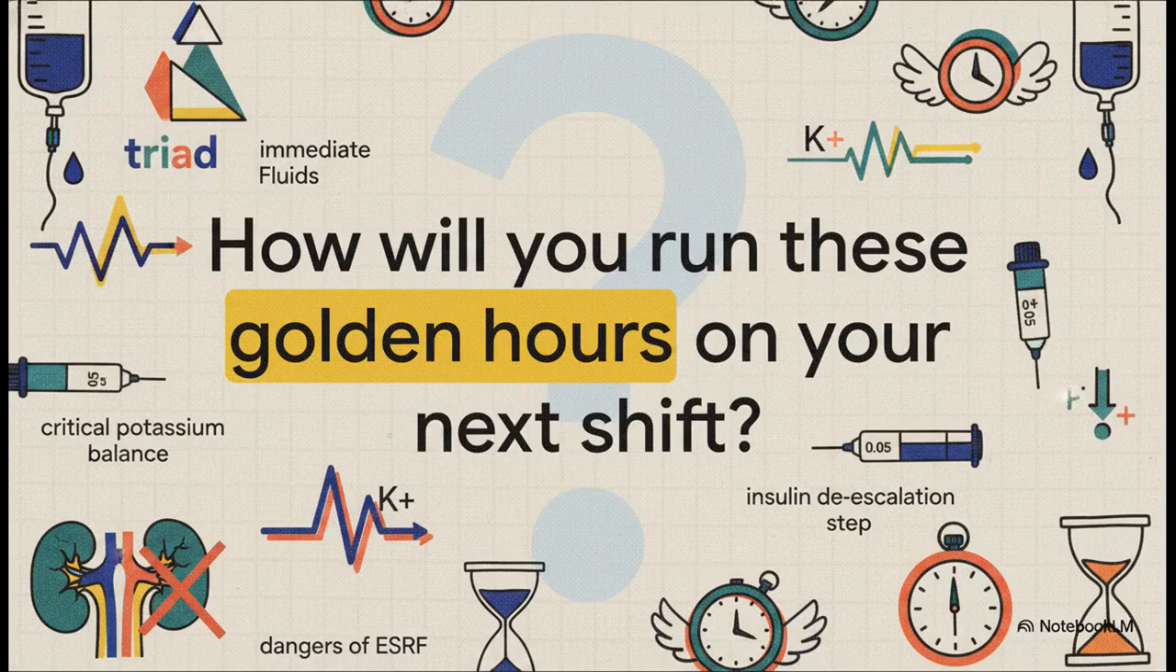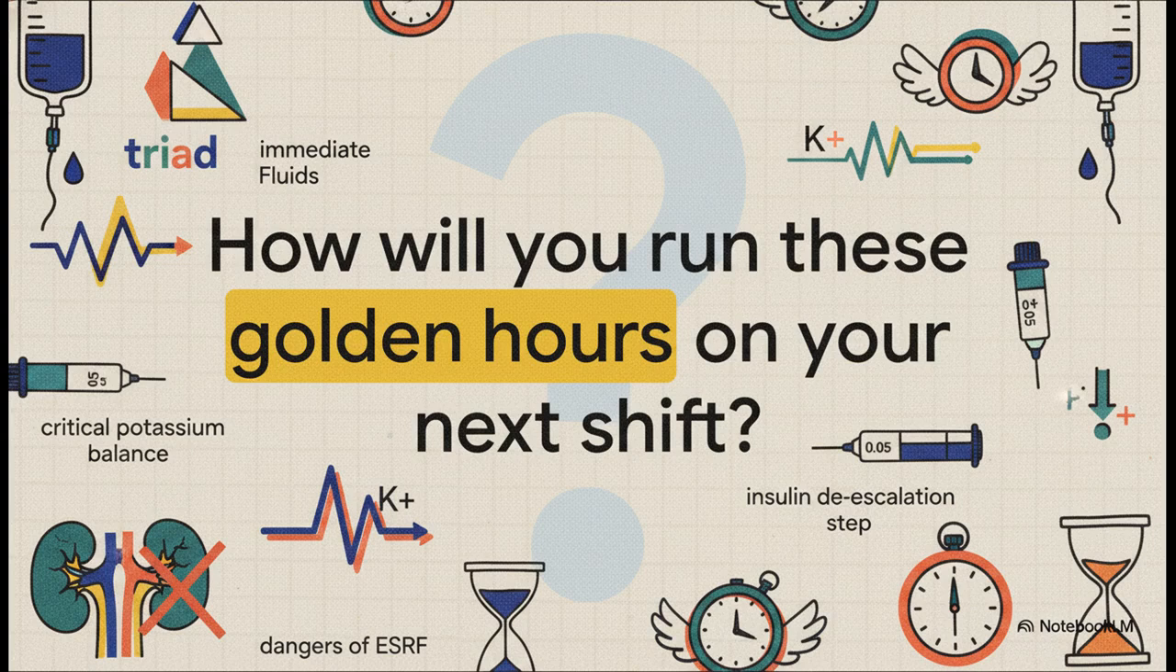And just like that, we've hit the end of the roadmap. We nailed the triad, sorted the immediate fluids, balanced the critical potassium, highlighted that new 0.05 insulin de-escalation step, and flagged the hidden dangers of ESRF. You've got the core of the 2023 JBDS consensus locked and loaded.